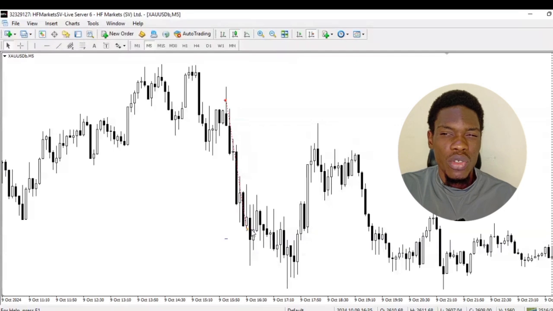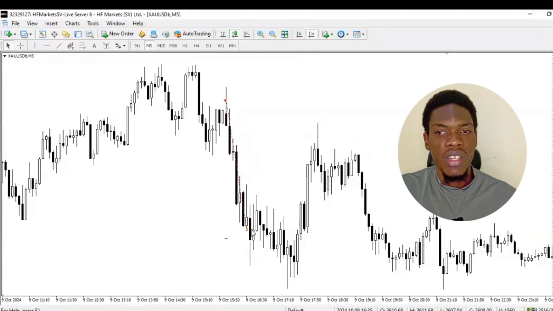On a $10 account, you don't have the luxury of holding trades for too long, because if you lose 100 pips, you're going to blow your account, even if you're using 0.01 lot size, okay? Because with 0.01 lot size, if you lose 100 pips, that is $10, so you've blown your account. So you don't really have that luxury of holding trades for too long.